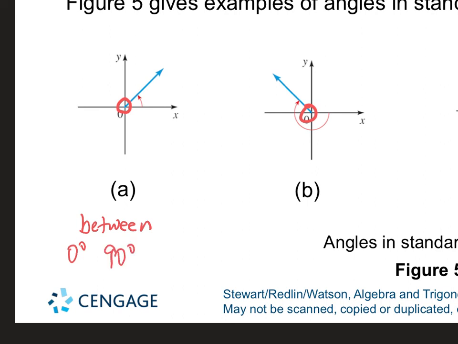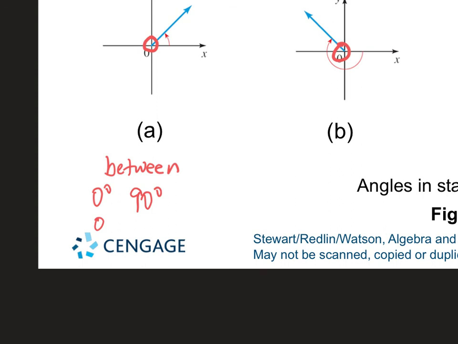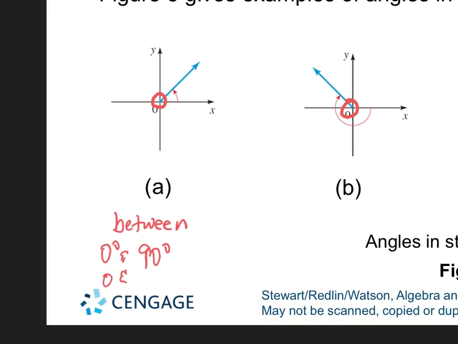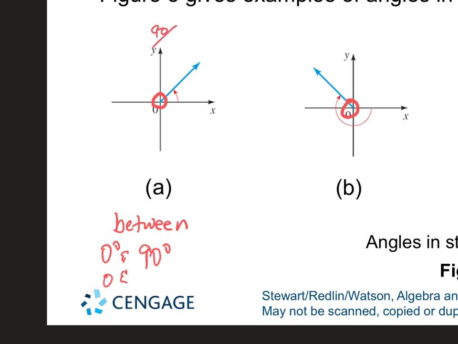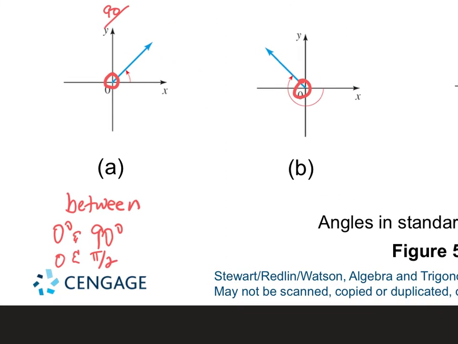If I was going to tell you what it was between in radians, you guys would tell me 0 and what? What's 90 degrees in radians? What did we talk about at the beginning? Pi over 2. Good. If I look at this next angle, think about this for a second. What kind of an angle is this?